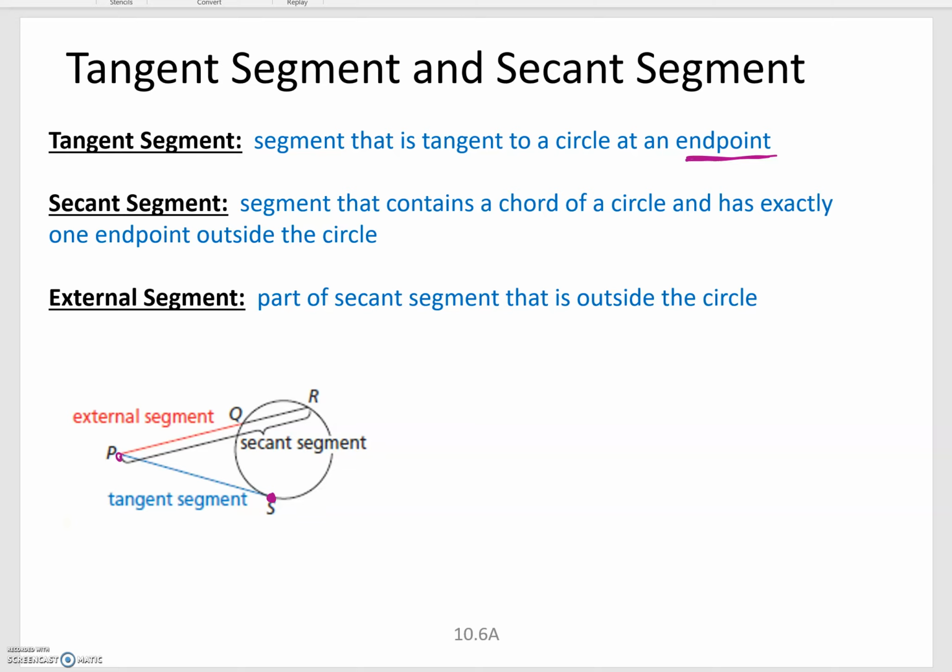Okay, your secant segment is the segment that contains a chord of the circle and has exactly one endpoint outside of the circle. So notice in the diagram, my secant segment is the whole thing. And then I have what's called the external segment, which is just the piece between the circle and that exterior endpoint.